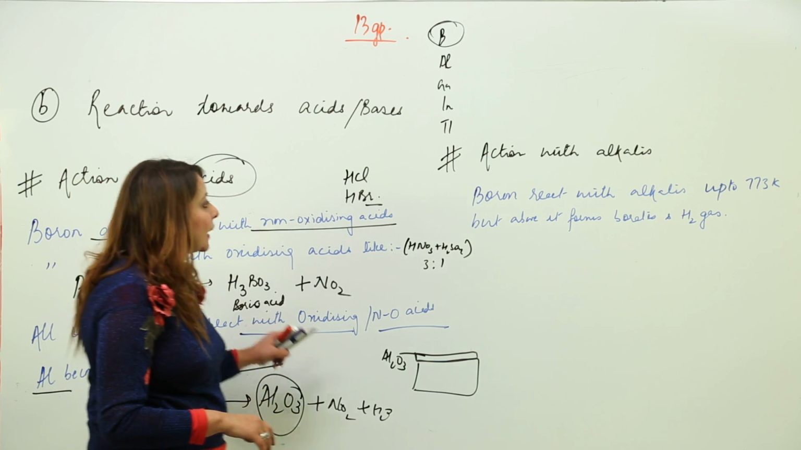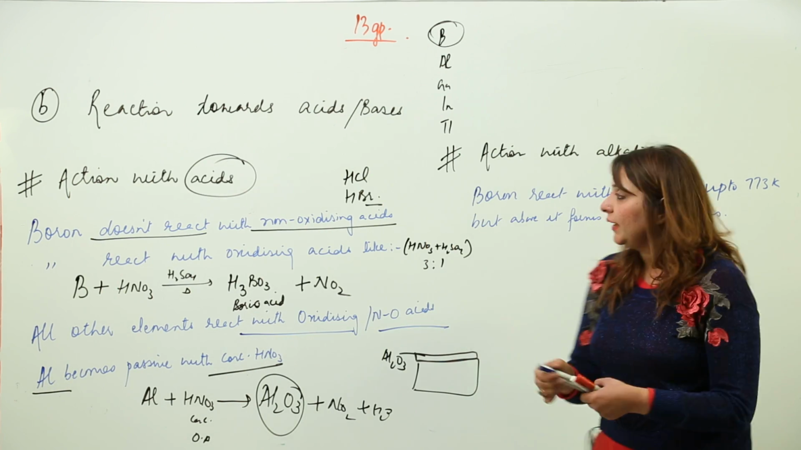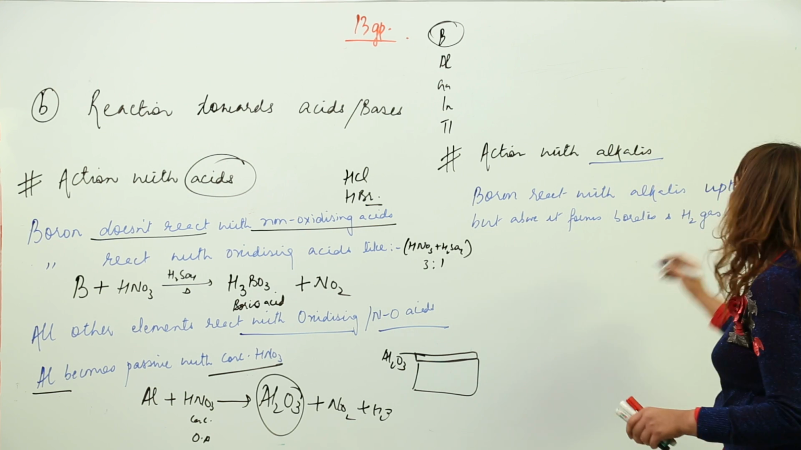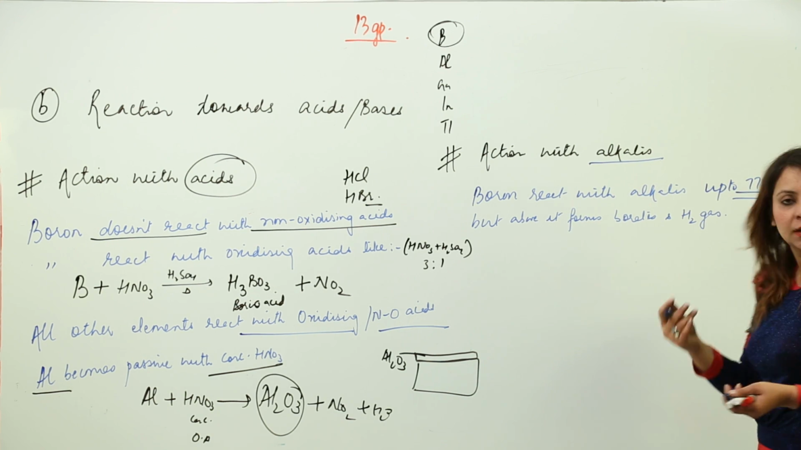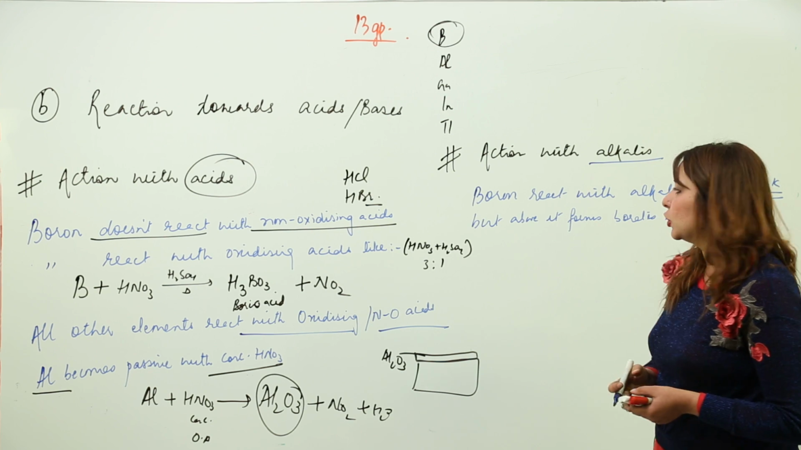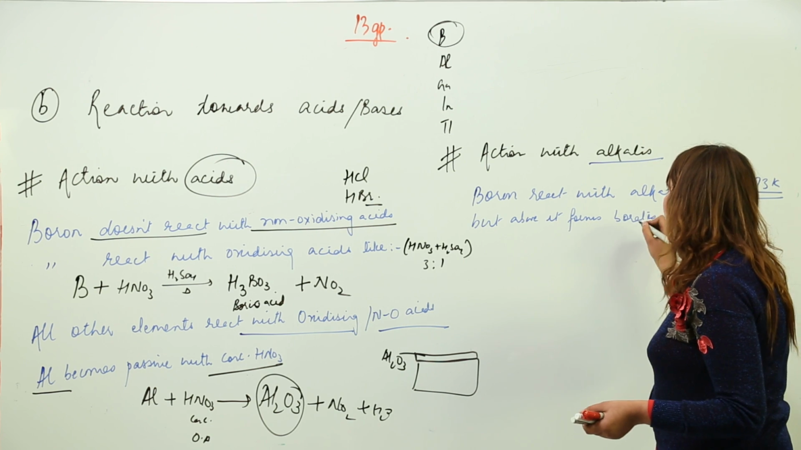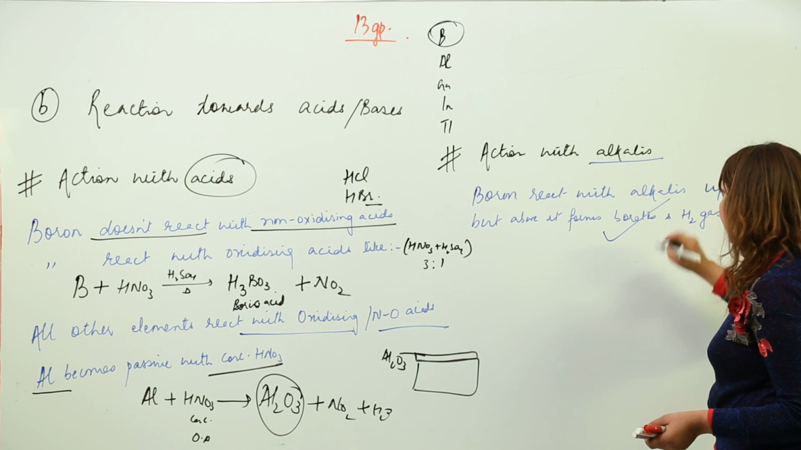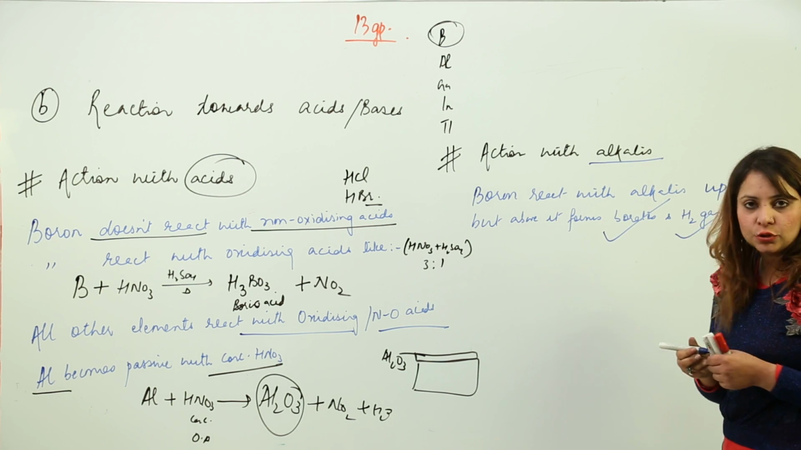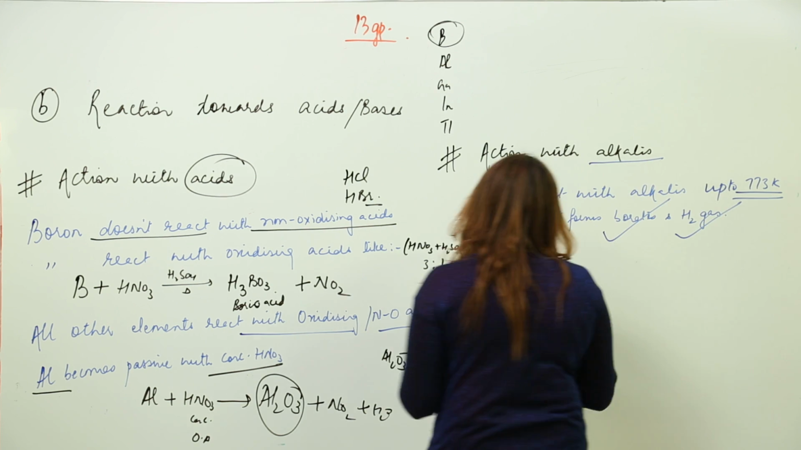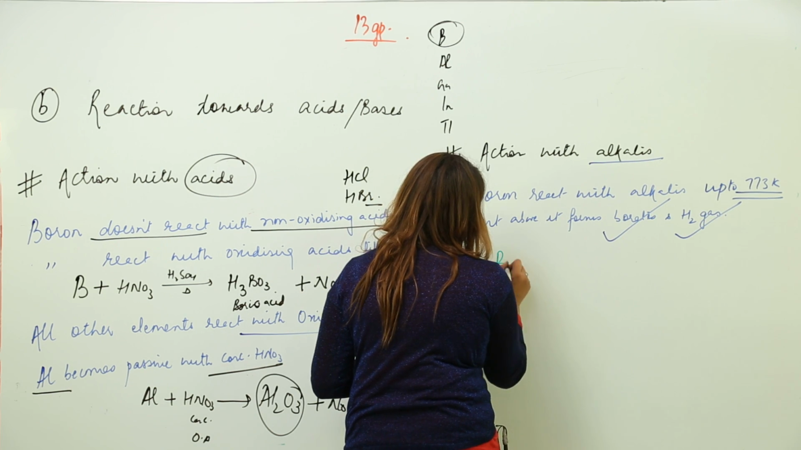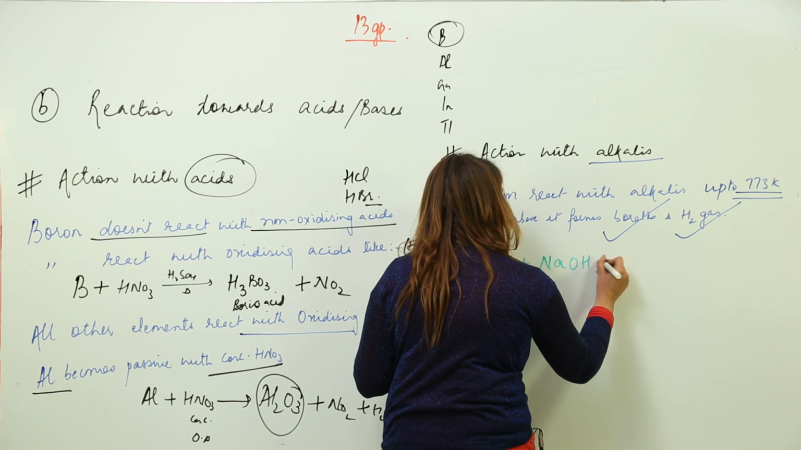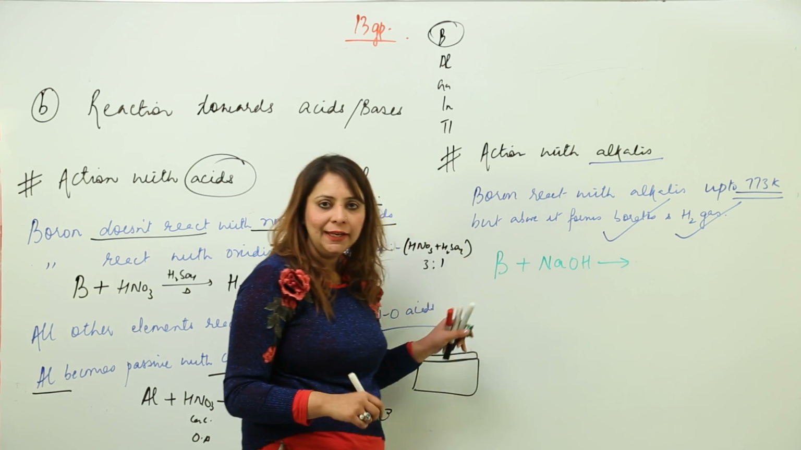Now coming to the action with alkalis. What we have seen is that when we react them with alkali, the reaction up to 773 Kelvin forms the respective hydroxide, but above that they form their salts. If we talk about boron, it forms borates and hydrogen gas. Let's show a reaction. This is our boron, and we are going to react it with an alkali. Let's say we'll take caustic soda, that is NaOH.